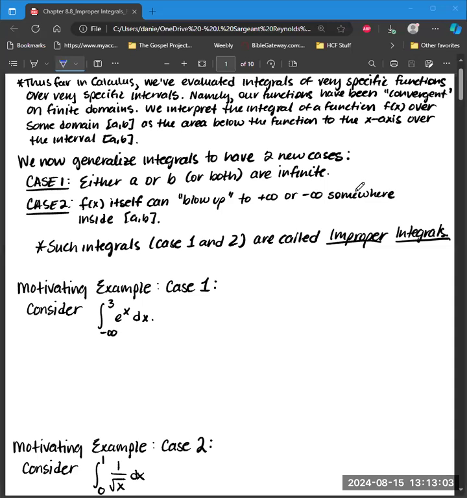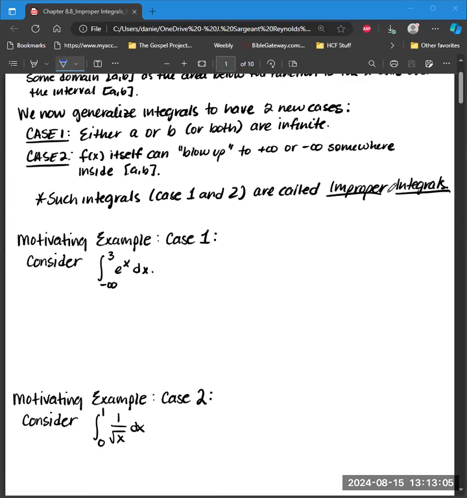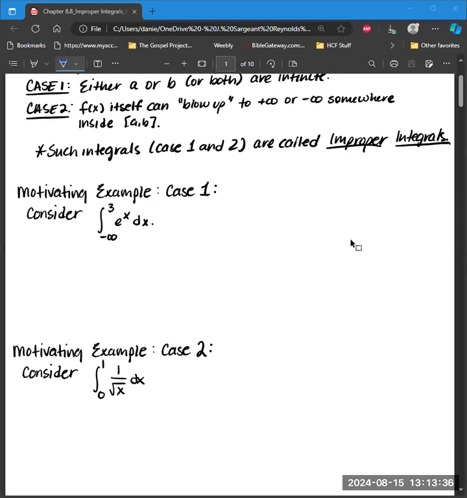We now generalize integrals into two new cases where a or b or both are infinite. Those would be the limits of integration on a definite integral, or if f of x itself can blow up to positive infinity or negative infinity inside the limits of integration from a to b. Such integrals, as case 1 and case 2, are called improper integrals, and that's our topic for today.